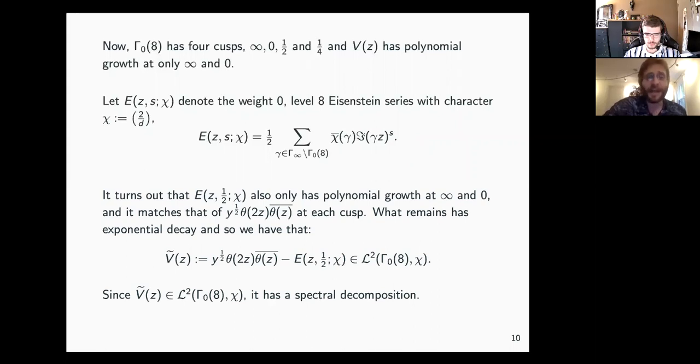And it turns out that special value of this Eisenstein series, E(Z, 1/2, chi), has only polynomial growth at infinity and 0. And in fact, that polynomial growth exactly cancels the polynomial growth of y to the 1/2 theta(2z) theta bar. And as such, if we take the difference between these two objects, we get an automorphic function that is in fact square integrable. And because it's square integrable, we are now able to take a spectral decomposition.